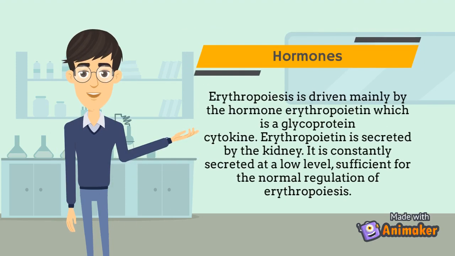Erythropoiesis is driven mainly by the hormone erythropoietin, which is a glycoprotein cytokine. EPO is secreted by the kidney. It is constantly secreted at a low level, sufficient for the normal regulation of erythropoiesis.